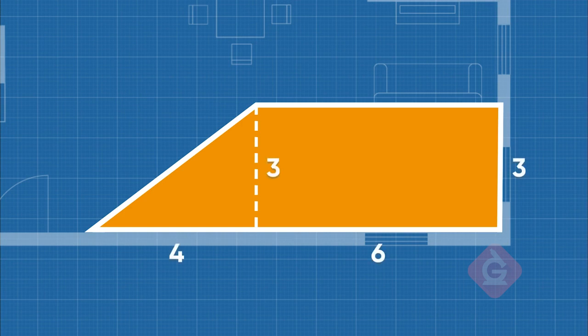Try to find the area of the rectangle first. I can see that it is 6 meters long and 3 meters wide. 6 times 3 equals 18. So the area of the rectangle is 18 square meters. Now I'll find the area of the triangle. I see its base is 4 meters and its height is 3 meters. 4 times 3 is 12, then half of that is 6. So the area of this triangle is 6 square meters.